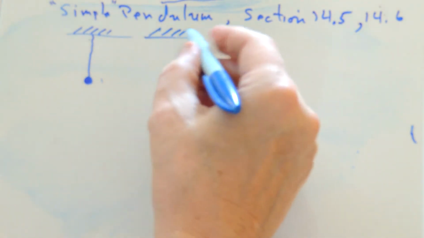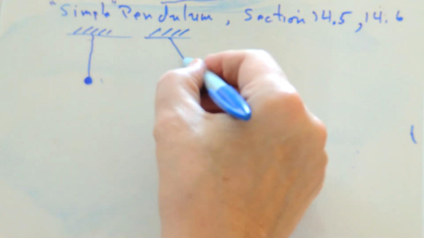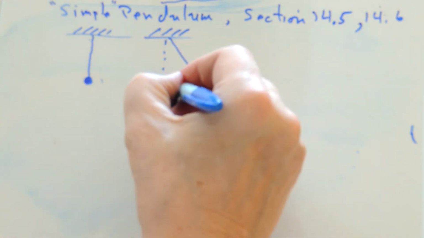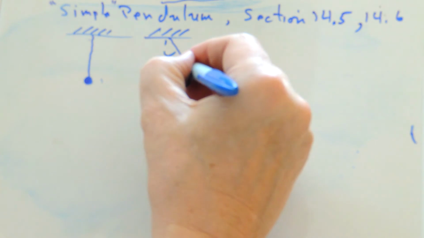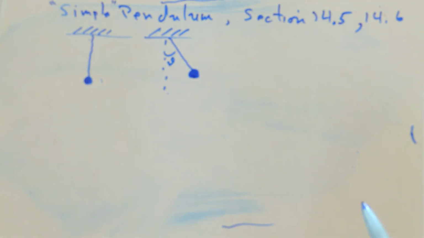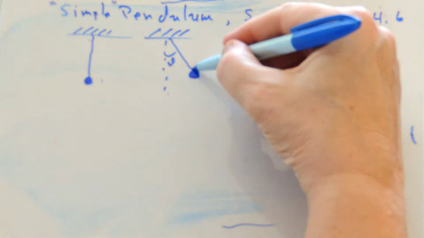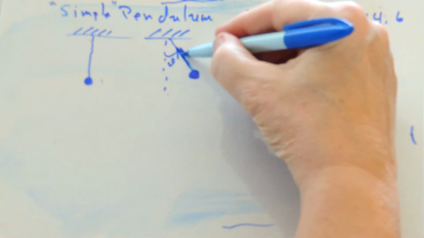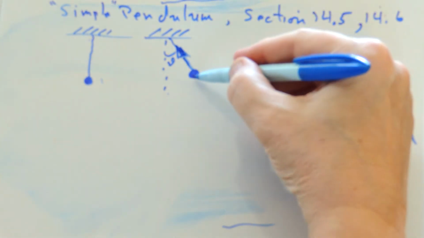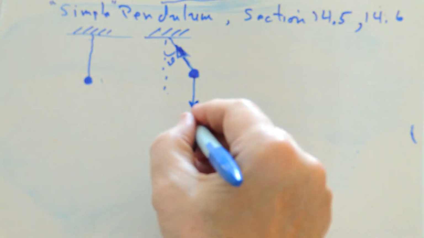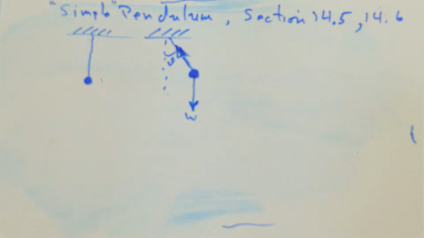Let me take this pendulum and pull it off to the side here at some angle theta. And we ask, as we very often do, what are the forces on this? And of course, as you know, there's the tension force from the string pulling upward, and there's, of course, a weight force, W, pulling downward.